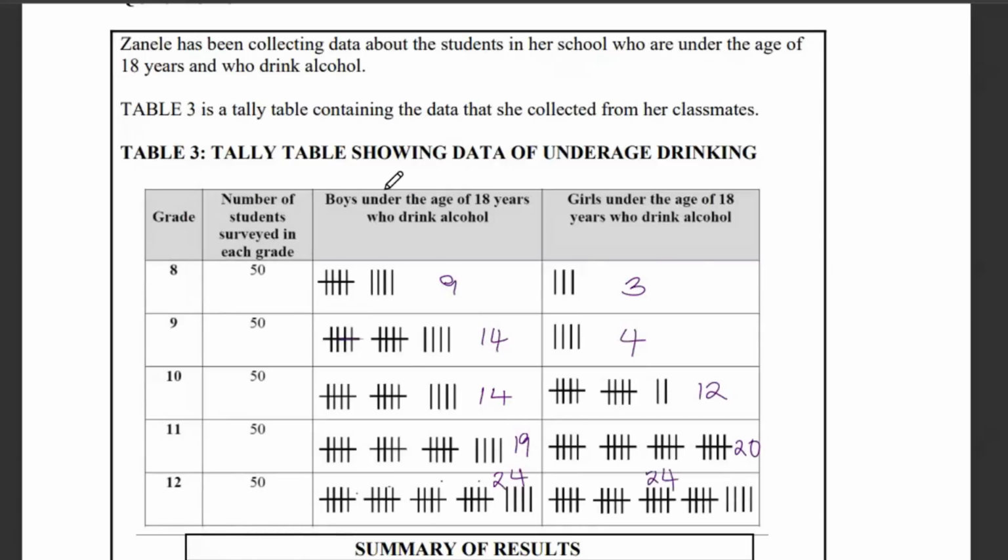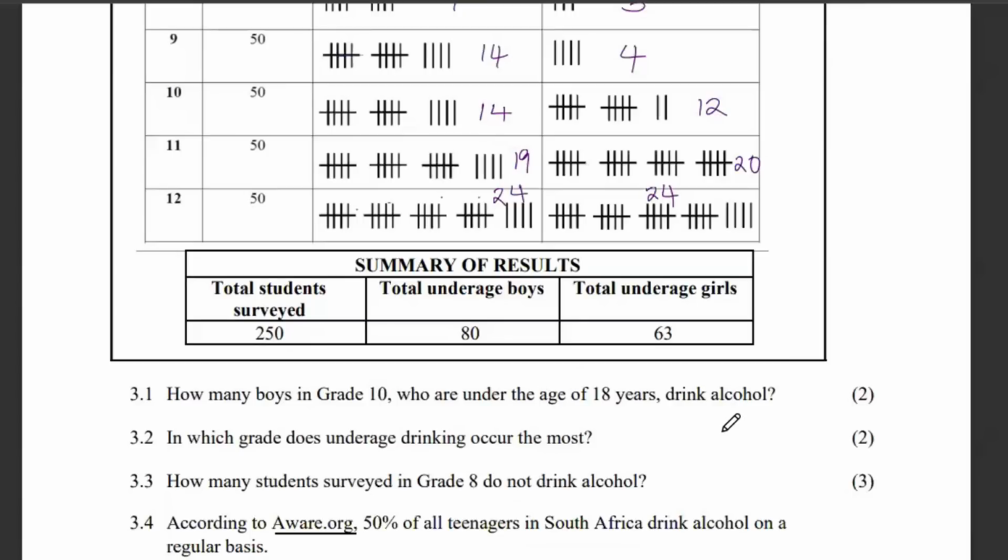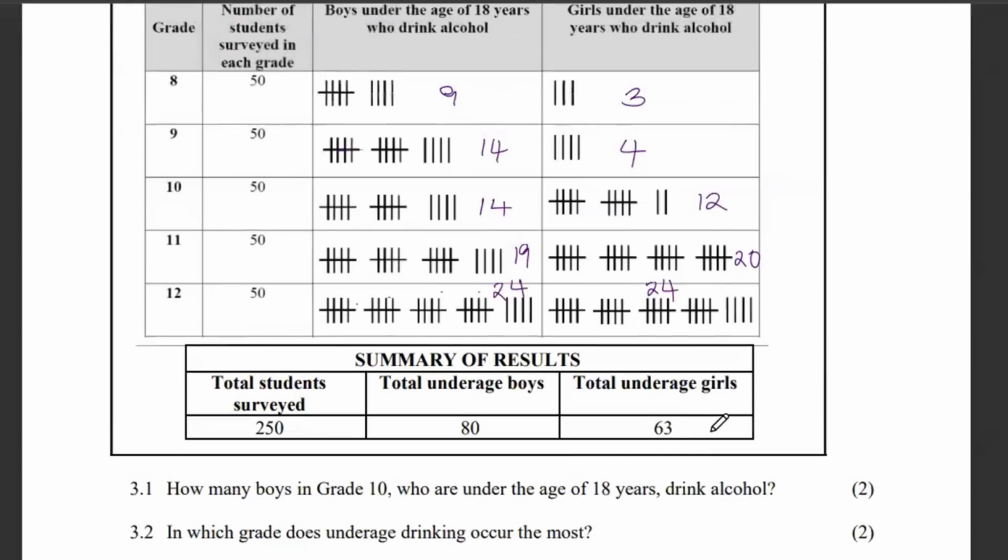Now we look at the results and we see the summaries here. Total students surveyed 250. The total underage boys are 80, and the total underage girls are 63. How many boys in grade 10 who are under the age take alcohol? In grade 10, how many?